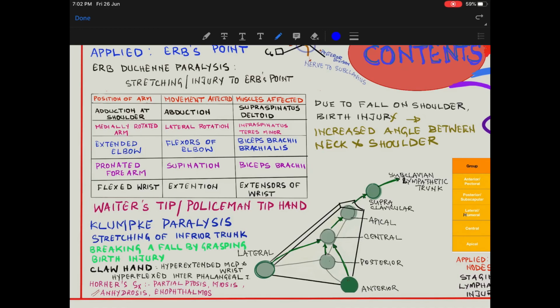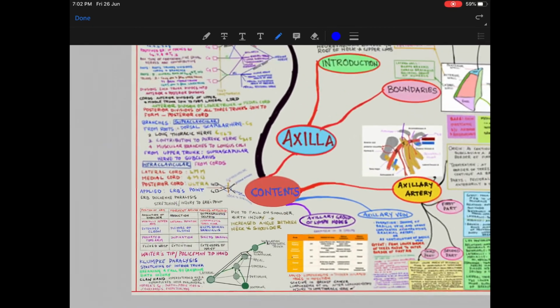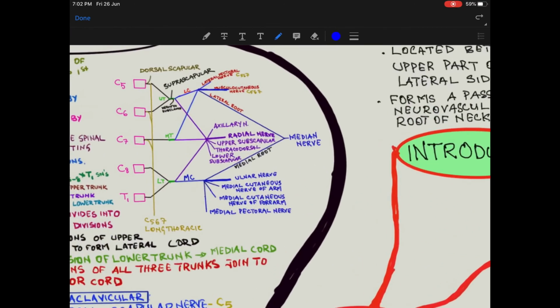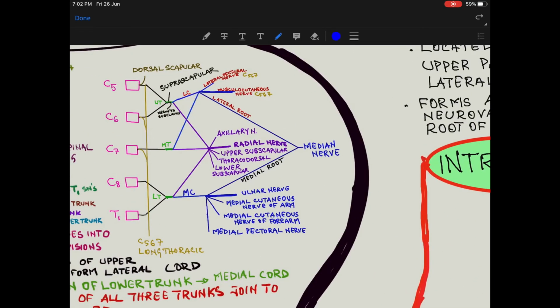So brachial plexus, you need to know the formation, the parts, then the branches, supraclavicular branches, infraclavicular branches, the applied anatomy, and one diagram, a simple diagram like this.